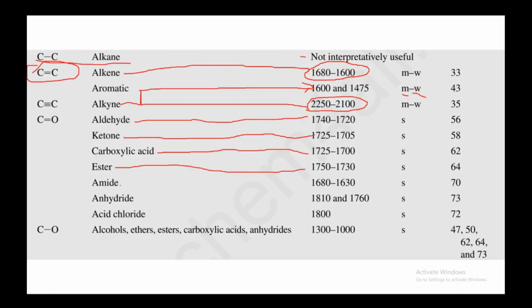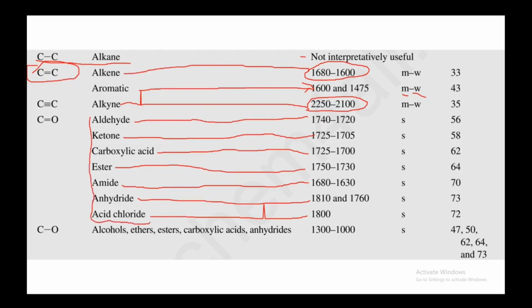For the carbonyl group present in amides, it appears at 1680 to 1630. For anhydrides, this group appears at 1810 to 1760. The carbonyl group present in acid chlorides appears at around 1800. As you know, there's a carbonyl group in all of these functional groups: aldehyde, ketone, carboxylic acid, ester, amide, anhydride, and acid chloride. All of these share one common feature, that they contain this carbonyl group.